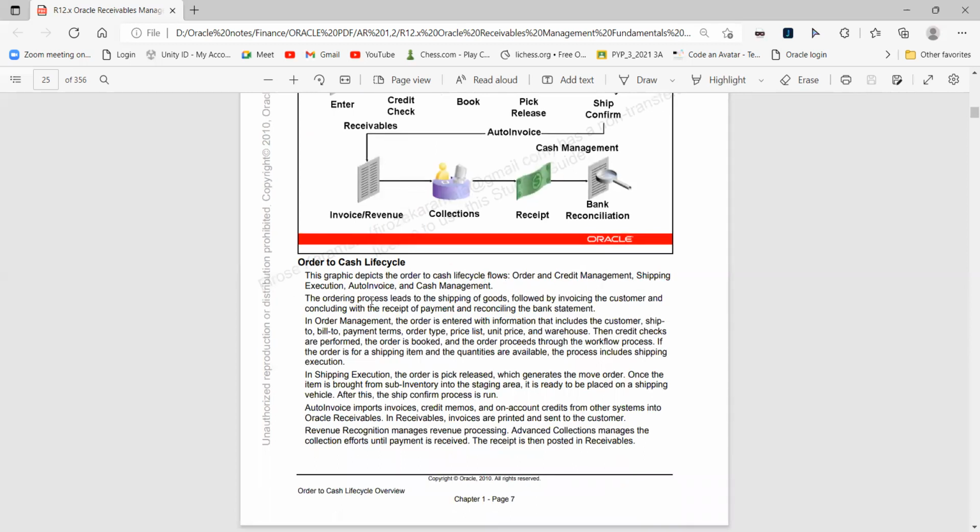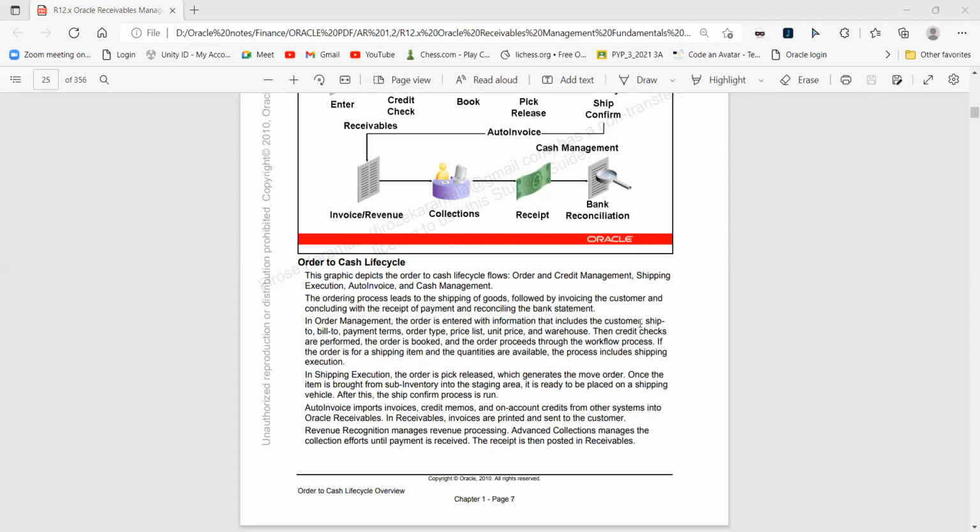Can you read it? The graphic depicts the order to cash lifecycle flows: order and credit management, shipping execution, auto invoice, and cash management. The ordering process leads to shipping of goods, followed by invoicing the customer and concluding with the receipt of payment and reconciling the bank statement. What do they say in this point? The second, the invoice process. Ordering process. What do they say?